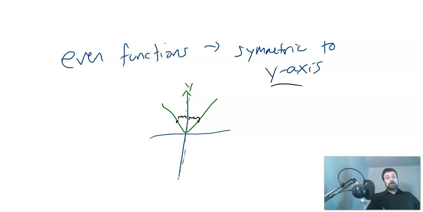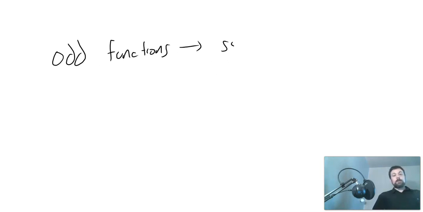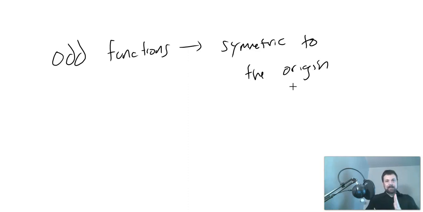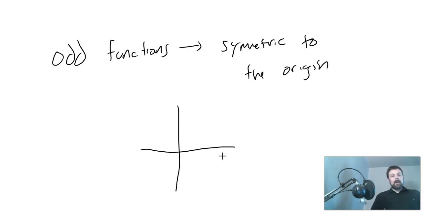For odd functions, there's symmetry, but it's a little bit more unusual. Odd functions are symmetric to the origin, which is not a line. It's not symmetric to an axis. It's symmetric to a point. And this one I've had trouble over the years trying to describe. I think I have a pretty good description of it now.